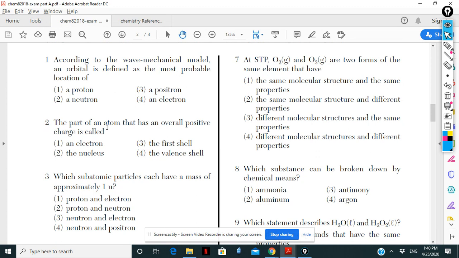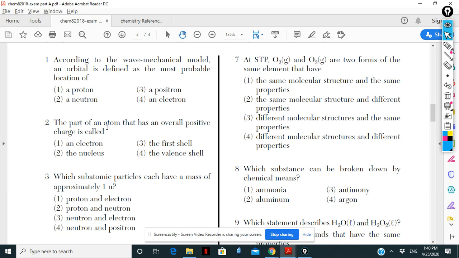7. At STP, standard temperature and pressure, oxygen gas and ozone gas are two forms of the same element that have... what they have the same element. They have the same element. So, although you have the same element, this element is now in a new form. What's this new form?